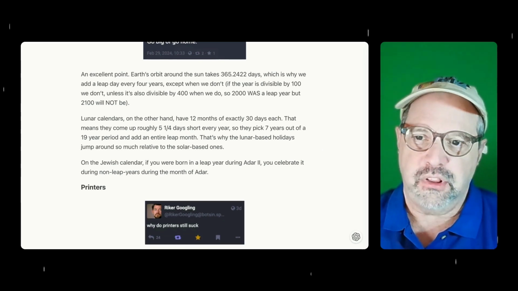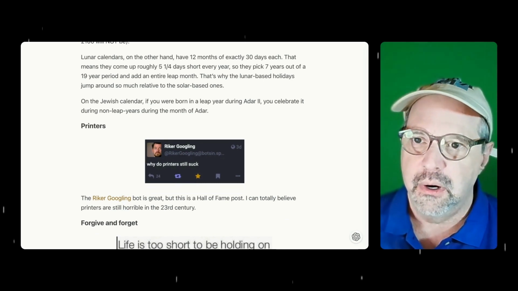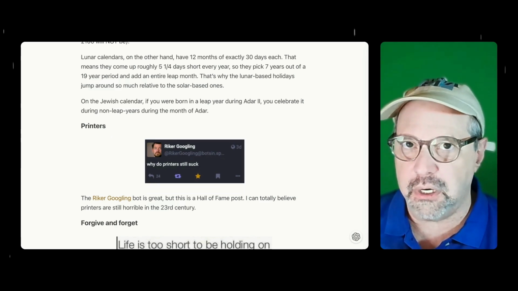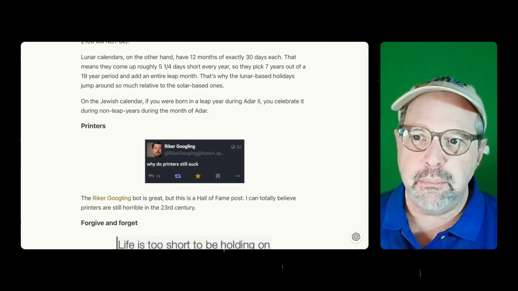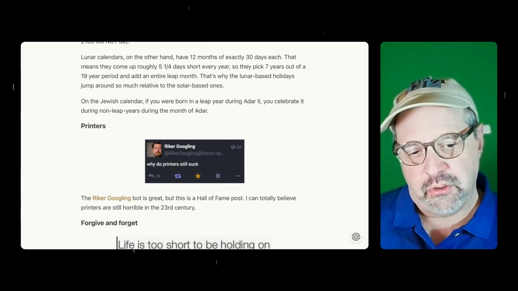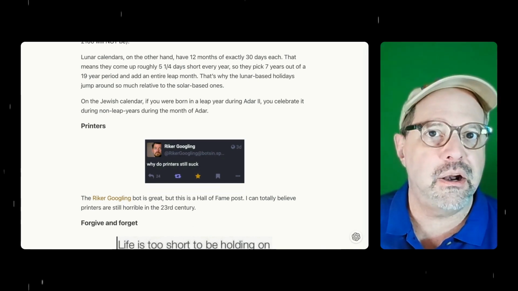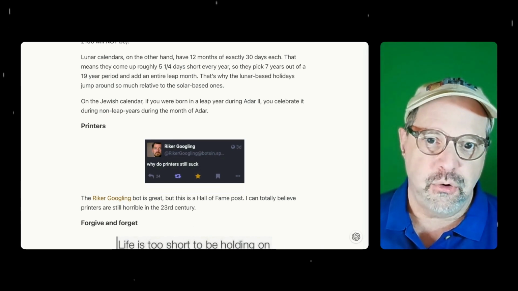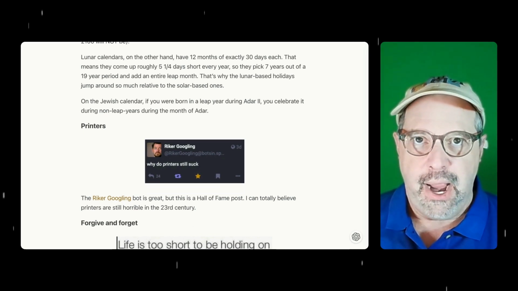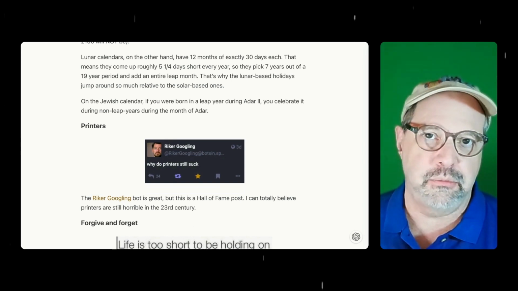But lunar calendars, like, for example, the one this guy is referring to, the Hebrew calendar, the Jewish calendar, have 12 months of exactly 30 days each. So the months are all predictable. They're all 30 days each. And that means they come up 5 1/4 roughly days short every year. So the way the periods work out, you pick 7 years out of a 19-year period and add an entire leap month. In the Hebrew calendar, there's a month called Adar, A-D-A-R, and then on leap years, they have Adar 2, a 30-day second month that comes right after Adar.